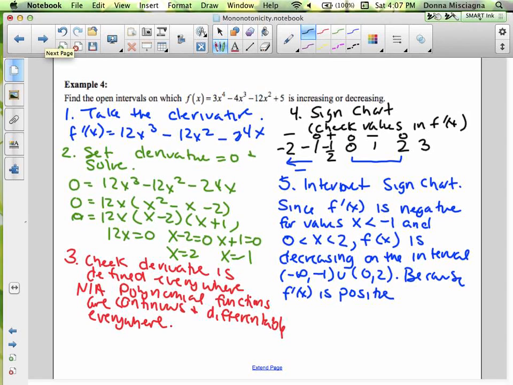All right, if we plug in a 3, it's going to be positive, positive, positive, right? You're going to have a 36, you're going to have a 1, and you're going to have a 4. All right, so because f prime of x is positive for values, and so that's in between negative 1 and 0.